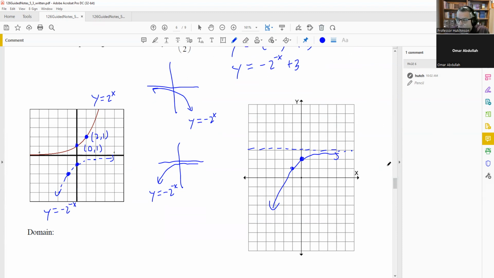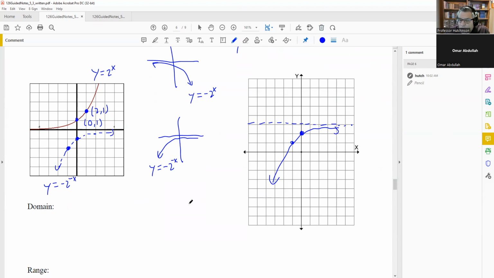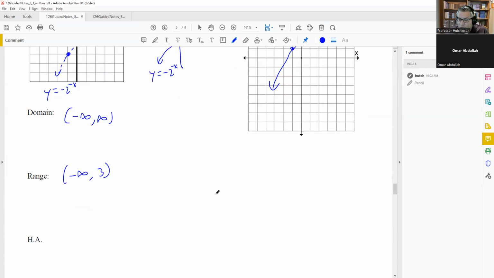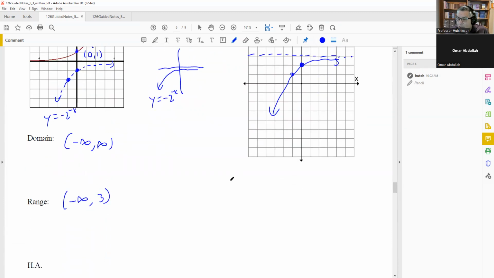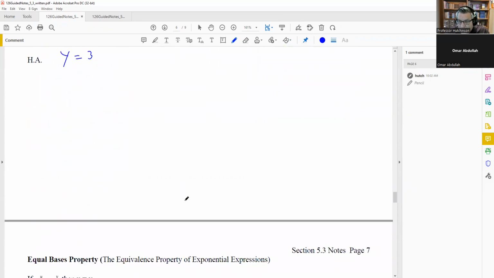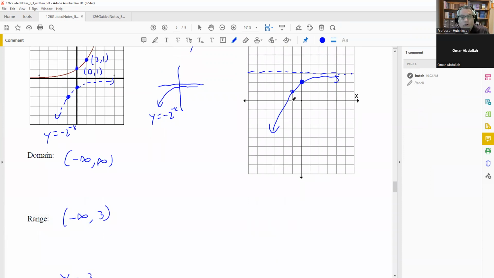So now we just need to answer these other questions along with that. We have domain and range. Domain, again, for all of these is going to be -infinity to +infinity. Range is going to be the y values the graph uses. This goes all the way down to -infinity, and it goes all the way up to the dotted line, which is 3. So the range is -infinity to 3. Horizontal asymptote, we just said, is this dotted line, so that's simply y equals 3. Okay, and that's all they're going to ask for this. There's no vertical asymptote on these; there's only a horizontal asymptote.